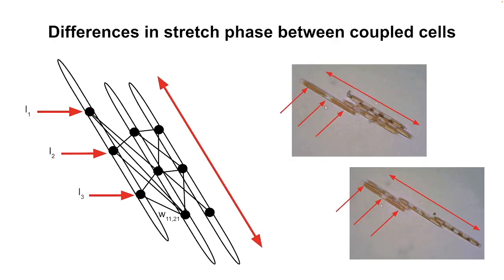So using our COPG model, we can look at differences in stretch phase between coupled cells. On the left, we have this idealized model of our COPG. And then we have directional movement back and forth. And then we have microscopy images where we have an example from these images. So we can see that we've labeled the leading edge. In this case, I think we've labeled the trailing edge here, but we're pretending that that's the leading edge of the cell. You could have environmental inputs on the trailing edge as well.